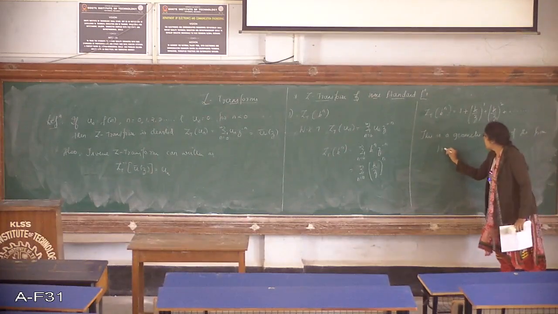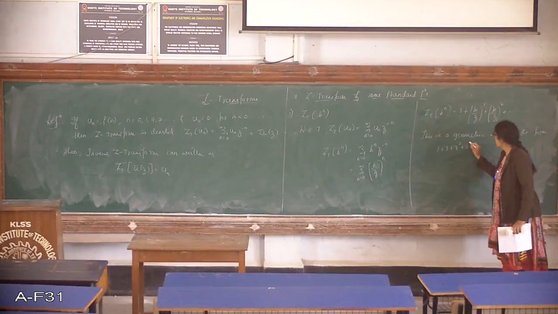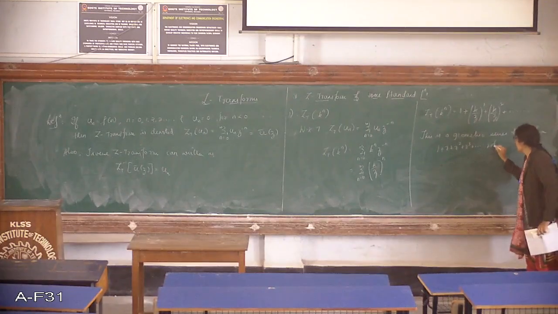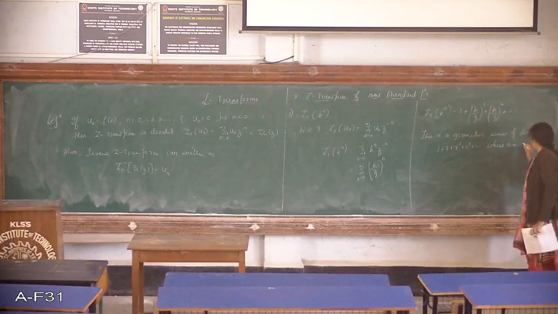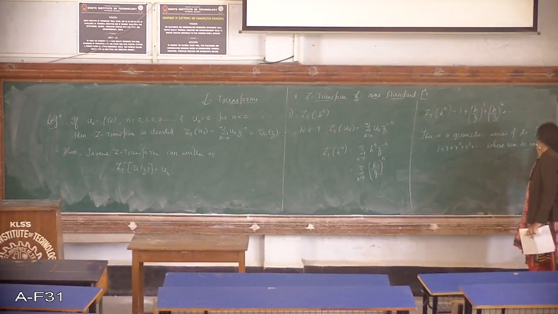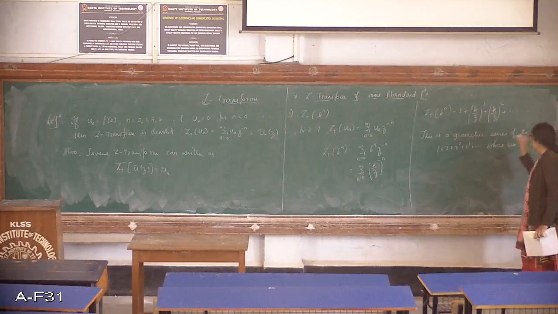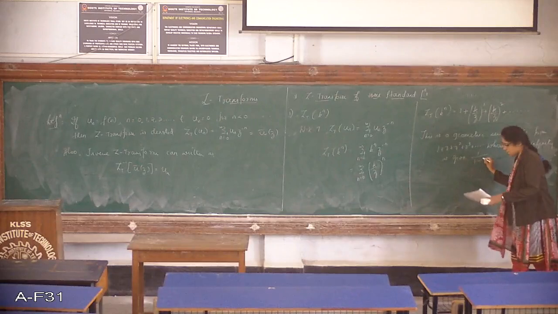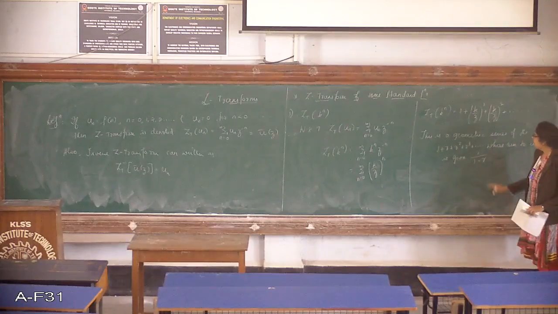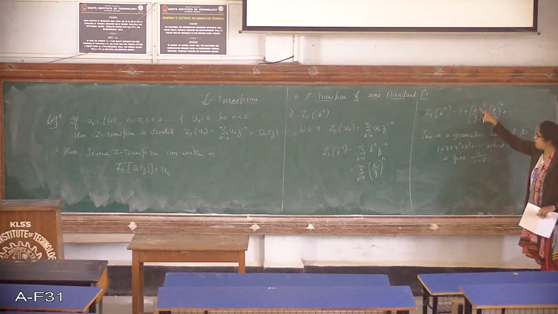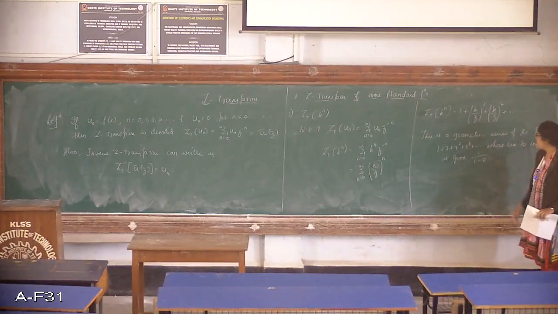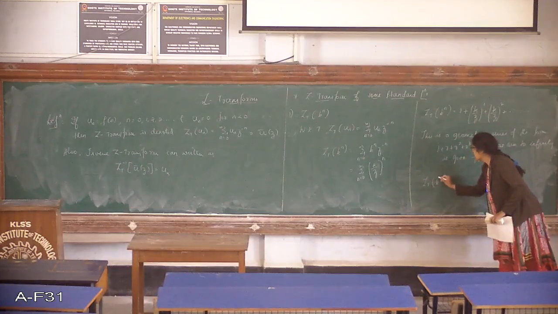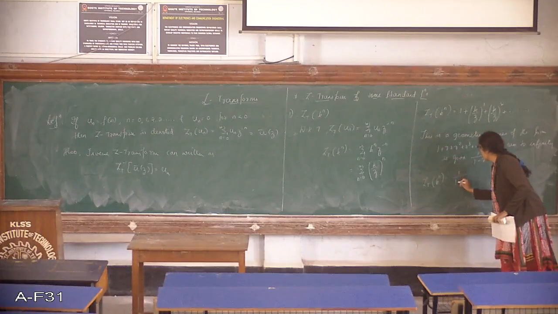1 plus r plus r square plus r cube and so on, whose sum to infinity is given by 1 by 1 minus r. Here you can see that the common ratio r is nothing but k by z. So making use of this geometric series sum to infinity, I can write the z transform of k raised to n is equal to 1 by 1 minus r.